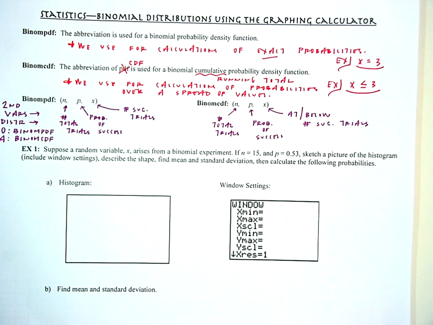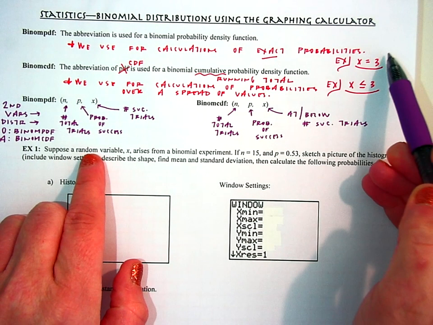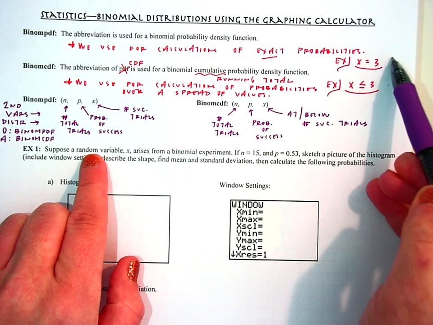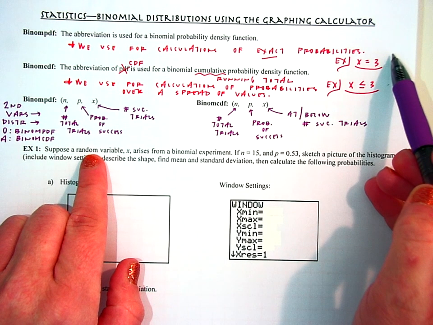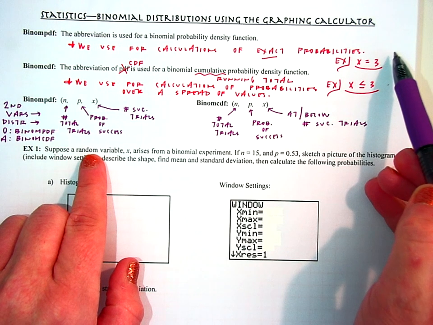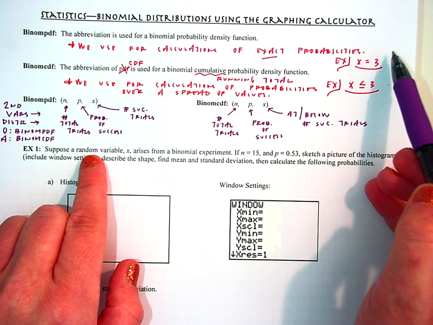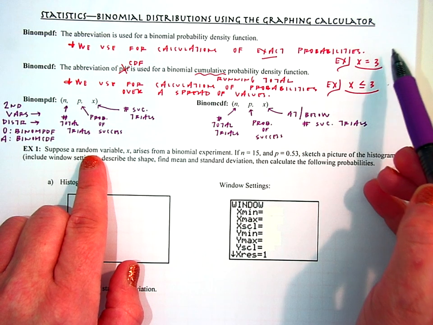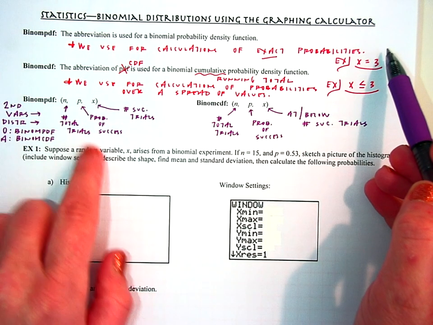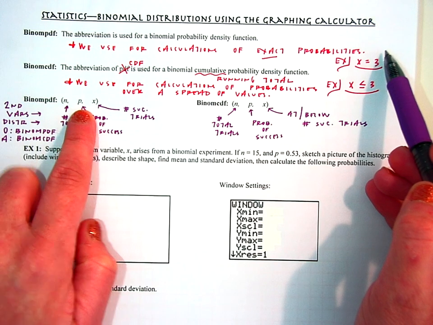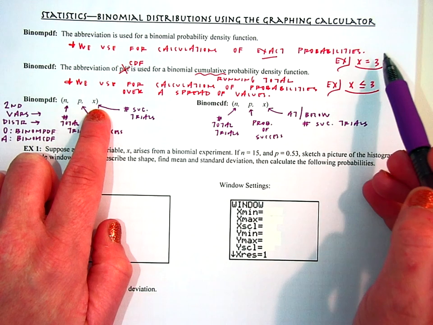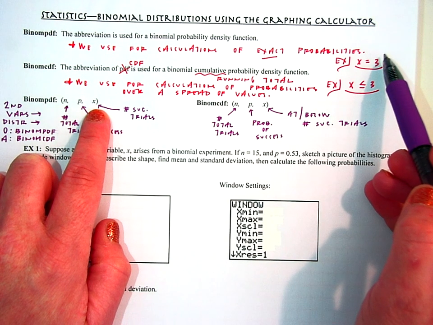So again, if I go back to my example, I would use PDF here if I'm looking for exactly 3 successes. Remember my scenario: I had us flipping a coin 10 times, and I'm looking for the probability of getting exactly 3 heads. If I was plugging this into my calculator, I would have 10 total trials, my probability of success would be 0.5, and I'd be looking for exactly 3 heads, exactly 3 successes.